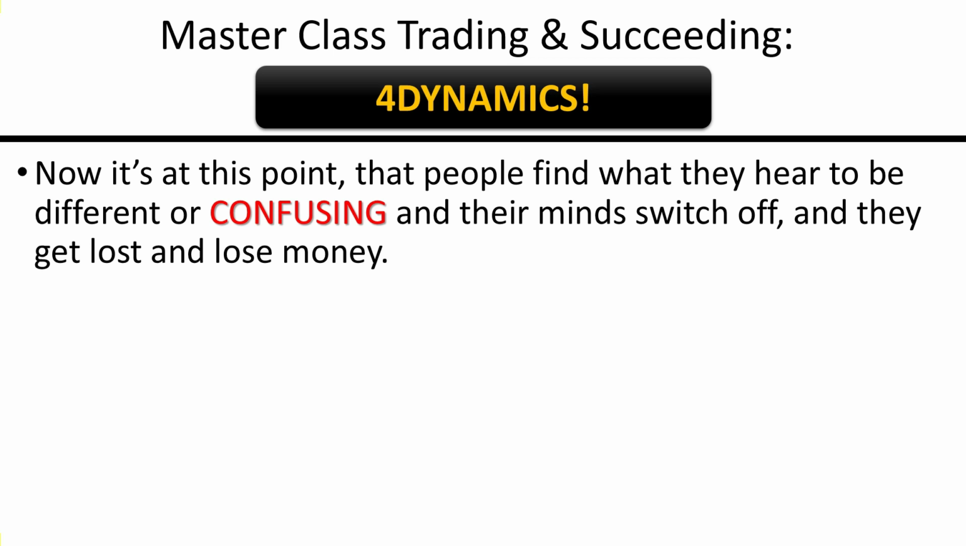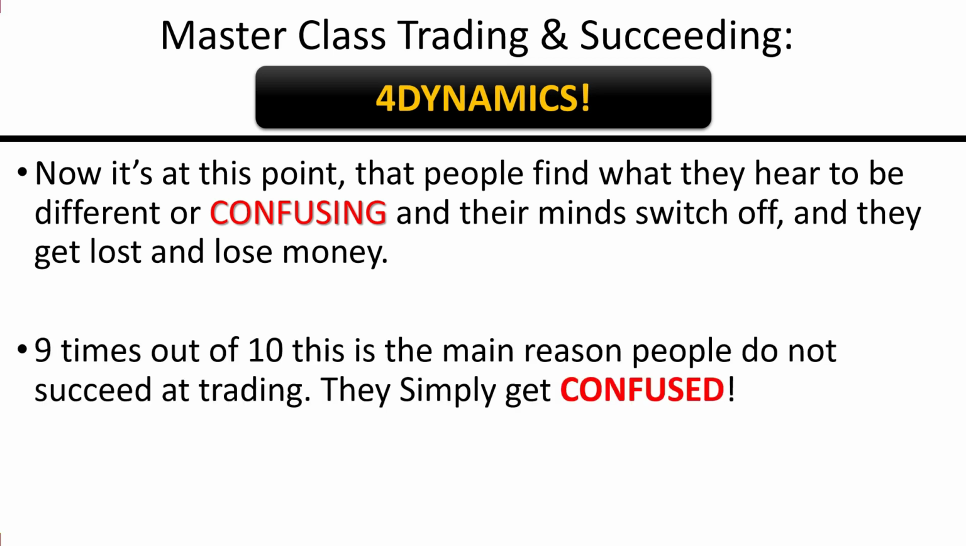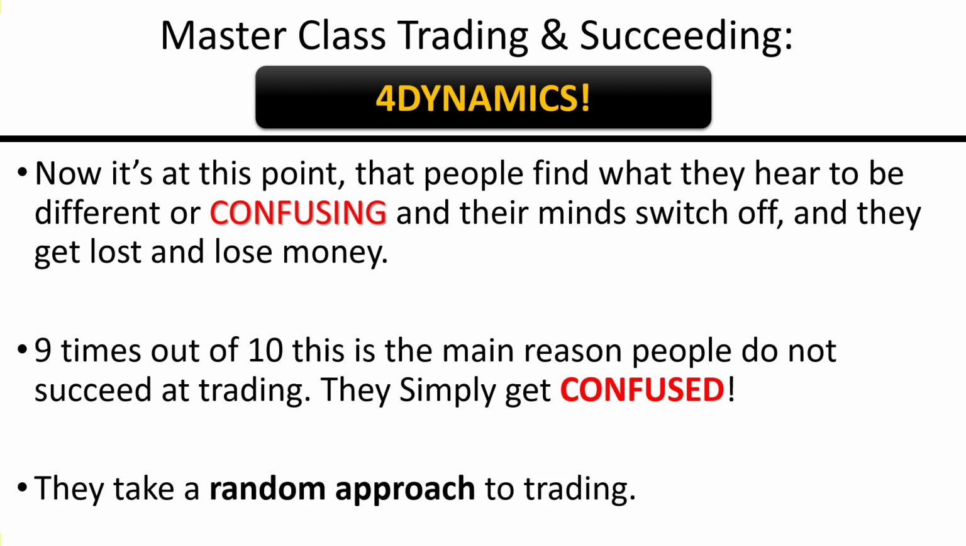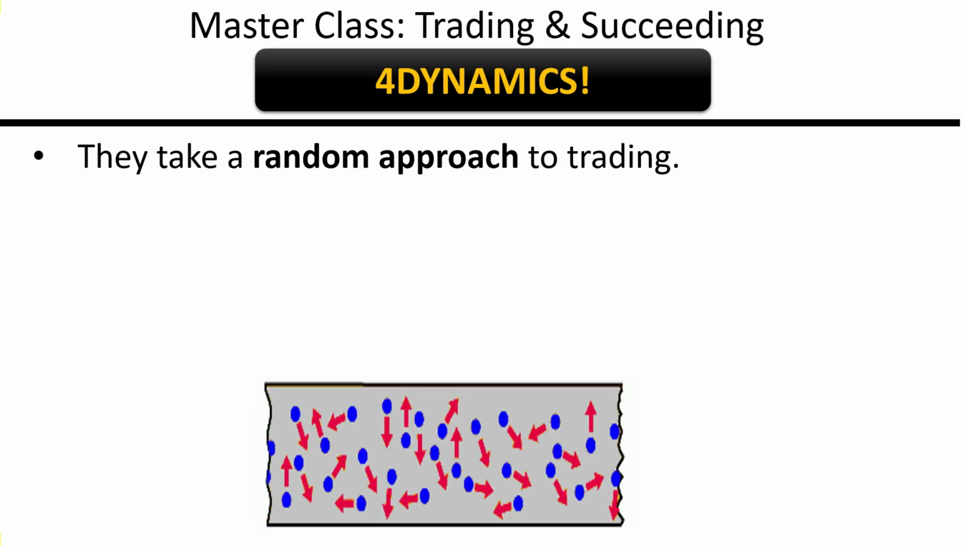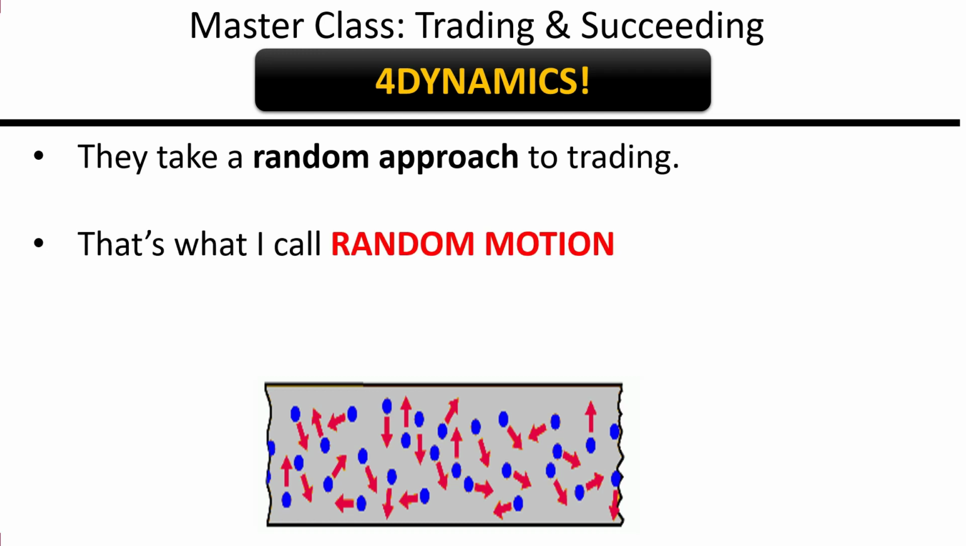It's going to be like when it's raining on the windscreen, you put the windscreen wipers on and it's clear for you. But 9 times out of 10, this is the main reason that people do not succeed in trading. They simply get confused, and I don't want that for you. And the reason they get confused is because they take a random approach to trading, okay? And that random approach is basically what I call random motion.